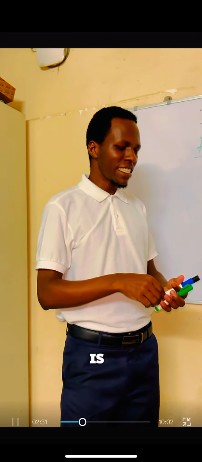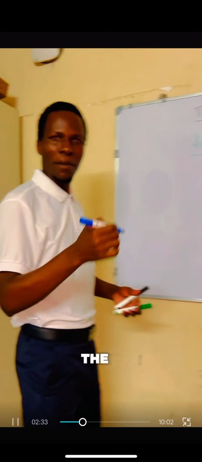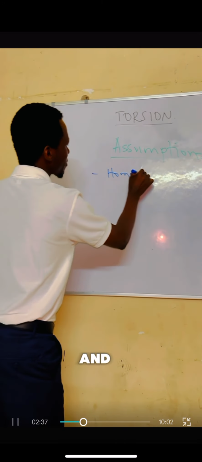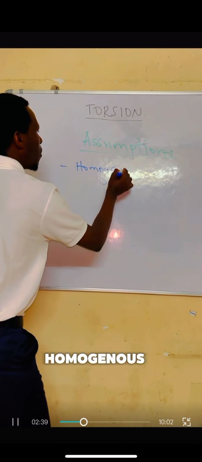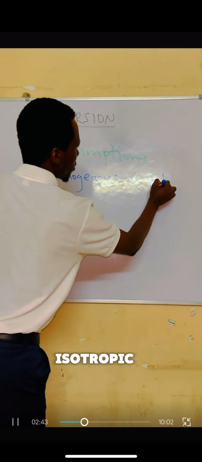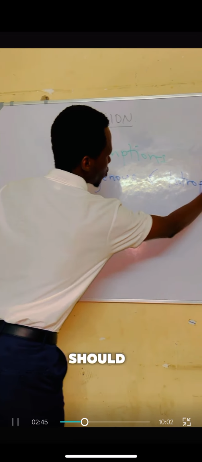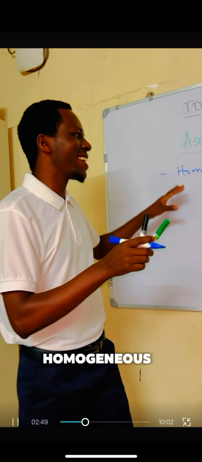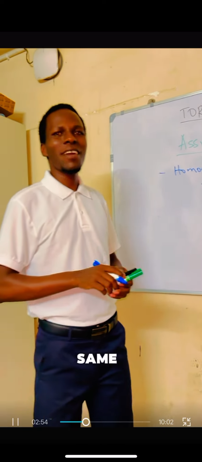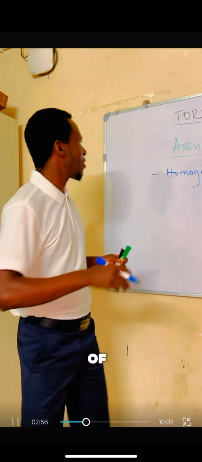The first assumption is that the material in this case should be homogeneous and isotropic. When I say the material should be homogeneous, I mean it is uniform. Isotropic, I mean it should have the same property in all directions. So that's the meaning of homogeneous and isotropic.